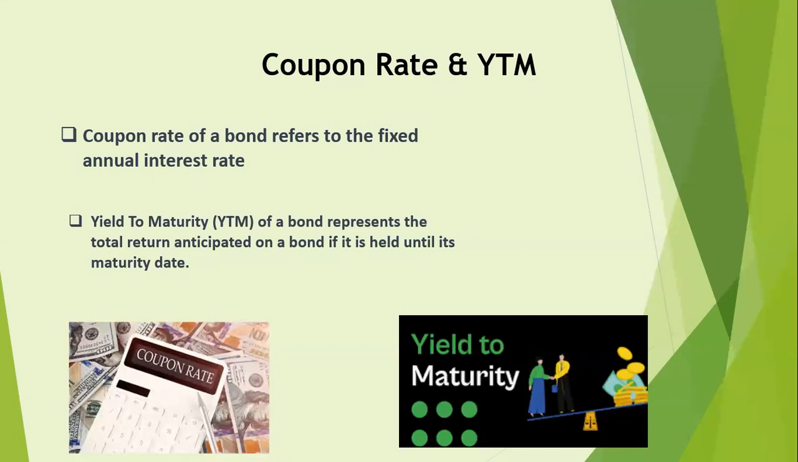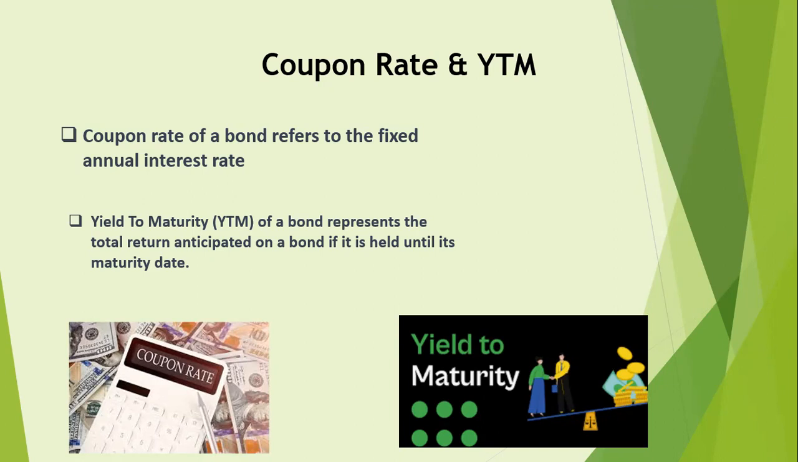It is essentially the annualized rate of return that an investor can expect to earn on a bond if all the coupon payments are received as scheduled and the bond is held until maturity. So the relationship between the coupon rate and the yield to maturity, the YTM, is straightforward. When the bond's market price is equal to its face value, the coupon rate and the YTM are the same, okay?